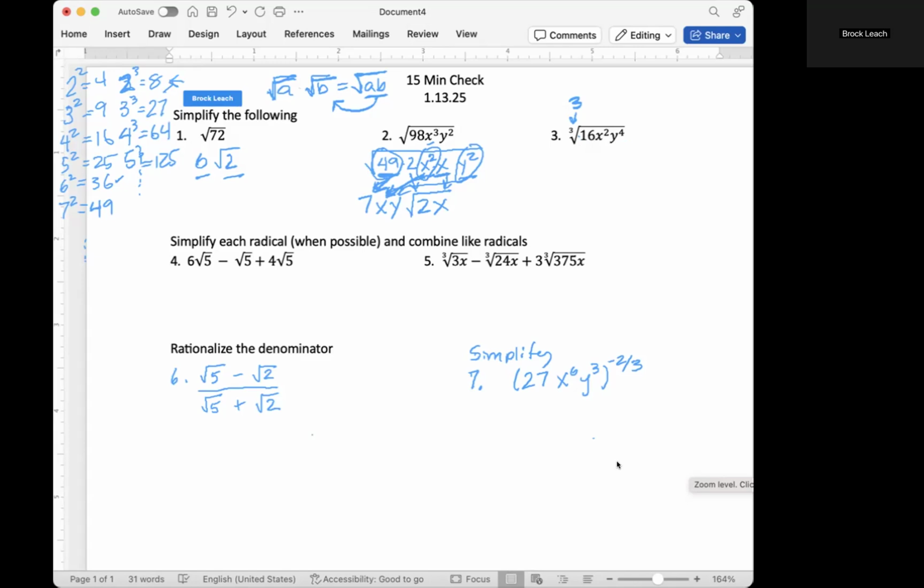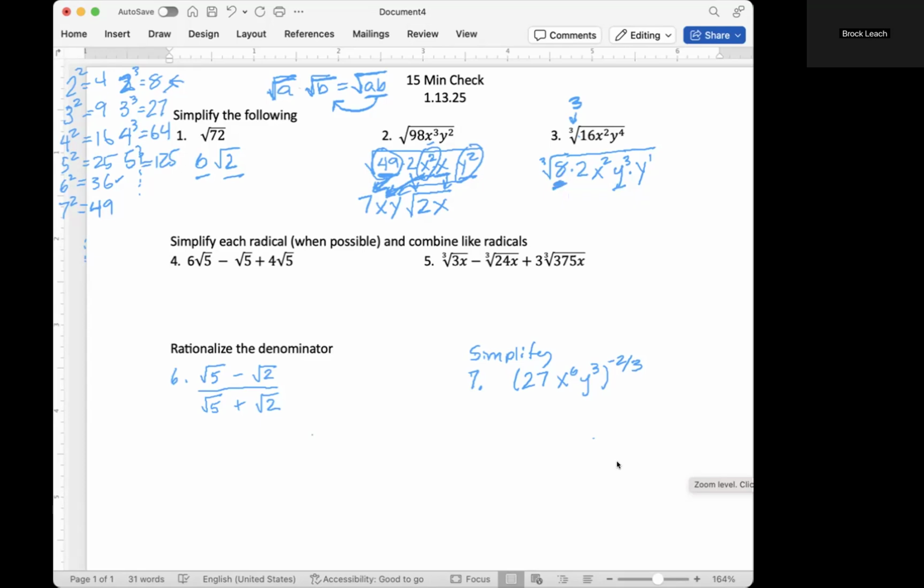8 goes into 16. So I can break this up as the cube root of 8 times 2, and 8 is a perfect cube. I don't have enough x's. I only have 2, and I need 3 to come out. So x squared is unfortunately stuck under there. But there are 3 y's in y to the 4th. So we can break that up into y cubed and y. The only 2 that can come out is 8 and y to the 3rd.